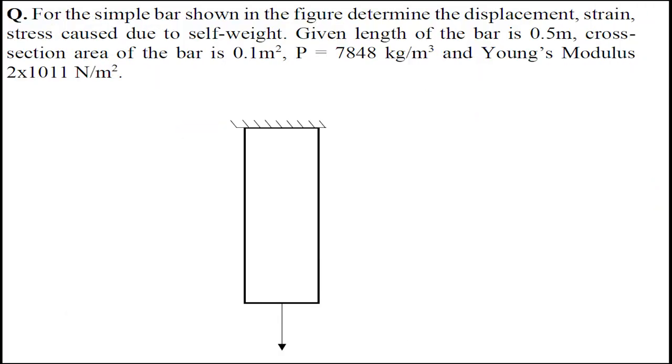This question is regarding a self-weighted bar. The self-weighted bar has a length of 0.5 meters in the y-axis, and the cross-sectional area is 0.1 meter square. The density is 7848 kg per meter cube and Young's modulus is 2 into 10 power 11 Newton per meter square. It is 10 power 11 guys. And the theoretical answers are given below, which will be discussed later.